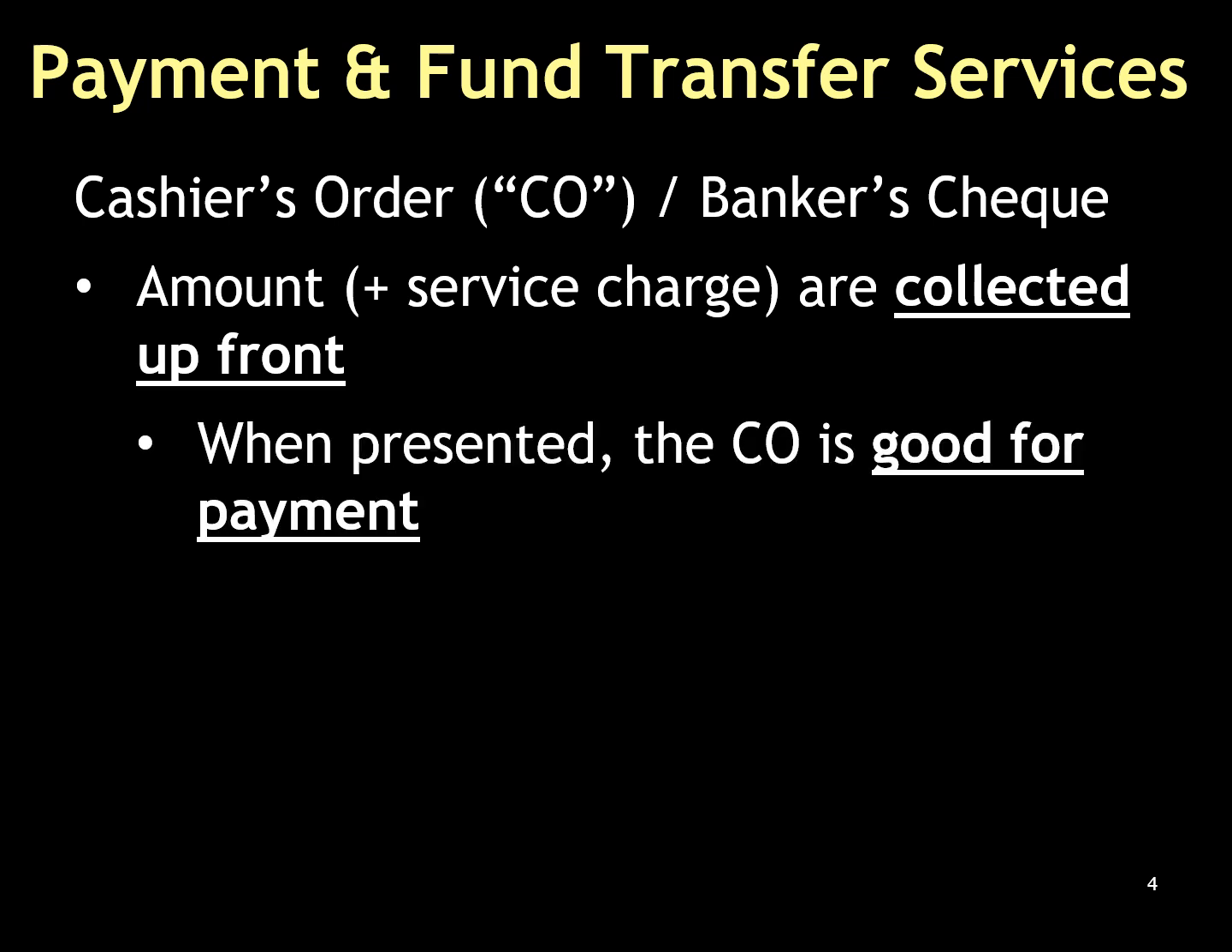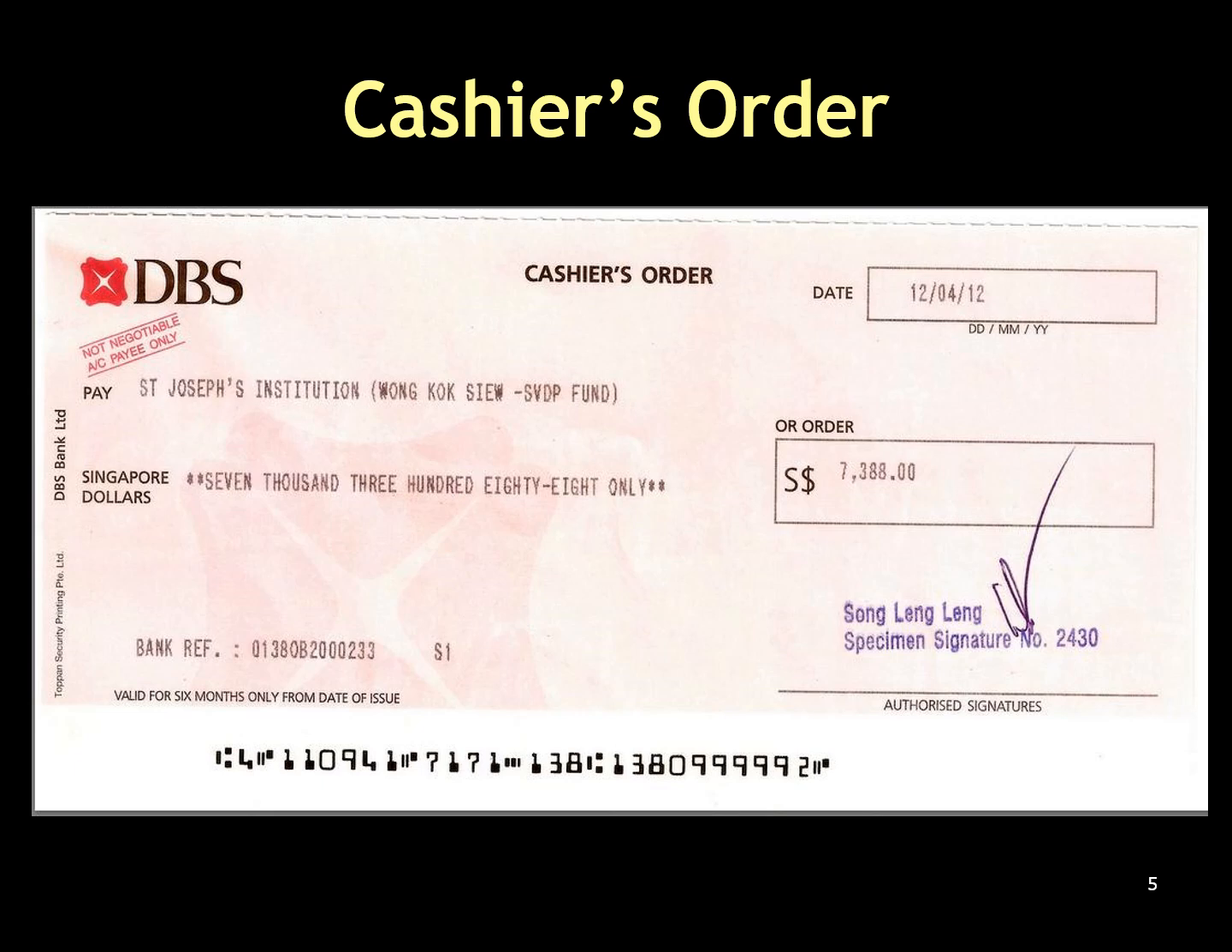When presented, the cashier's order is good for payment. It's basically as good as cash. This is how a cashier's order looks like. This cashier's order is issued by the bank, paid to St. Joseph Institute, and the amount is 7,388, signed by the bank's officer. Take note, this is in local currency.